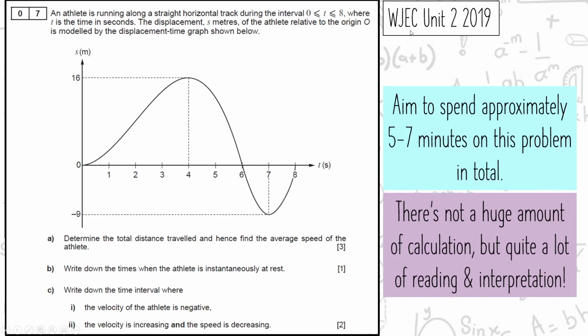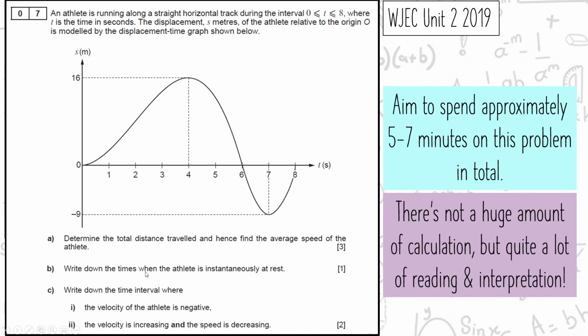Let's have a look at this displacement time graph question from 2019. We've got an athlete running along a straight horizontal track during the time interval 0 to 8 seconds. The displacement relative to the origin is modeled by the displacement time graph, and we've got this curved shape here. What we're going to need to do is determine the total distance traveled and the average speed.